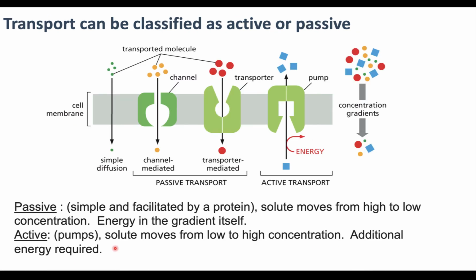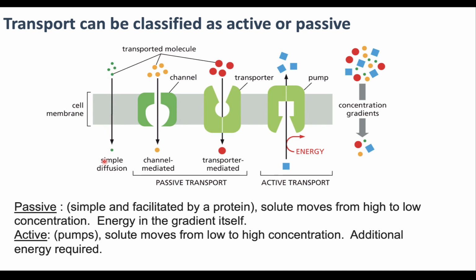Another aspect of transport that is important to think about is whether the transport is active or passive. And this is really determined by whether the molecule is being moved with or against its concentration gradient. So the first thing we looked at in this chapter was simple diffusion. Things like oxygen and carbon dioxide and water can move in between the phospholipids.